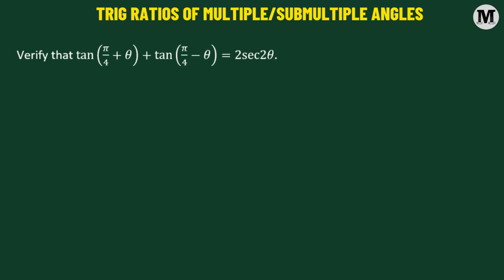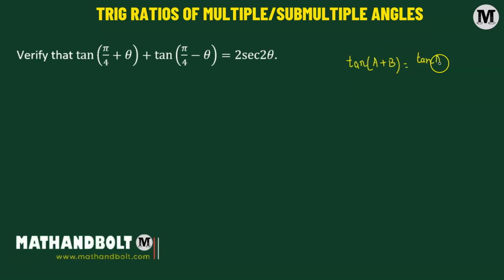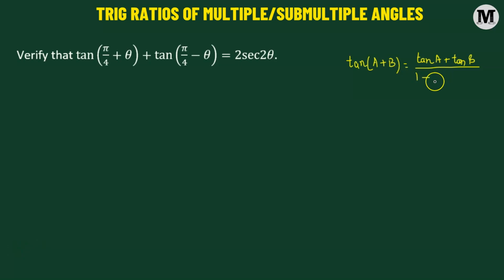Now we need to verify the following. Let us begin. So we'll start our proof from the left hand side, but before that, let's try to recall the formula that we'll be using here. So whenever we have tangent of the compound angle A plus B, then this can be expanded to get tangent of angle A plus tangent of angle B, whole divided by 1 minus tangent of A times tangent of B.